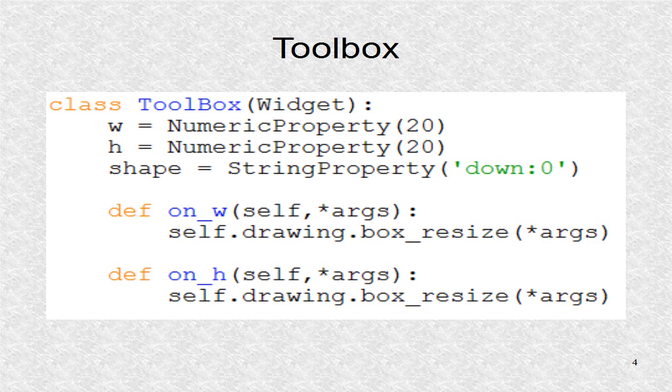The functions on W and on H are called each time by Kivy whenever the width or height changes according to user selection in the toolbar. Whenever the width or height changes, we call a function to erase the box, should it exist. The box is created in the drawing class.